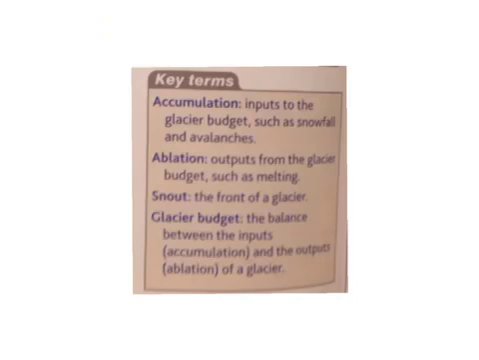Now it's really important that we understand these key terms. So just to go over them again, accumulation here is about the inputs to the glacier budget such as snowfall and avalanches, what gets added to it. Ablation are the outputs from the glacier budget such as melting. So when the ice is melting, it's in ablation. The snout is the front of a glacier, the bit where it actually starts melting, where the zone of ablation is actually taking place. And the glacier budget is the balance between the inputs, in other words the accumulation, and the outputs, which is the ablation of a glacier.